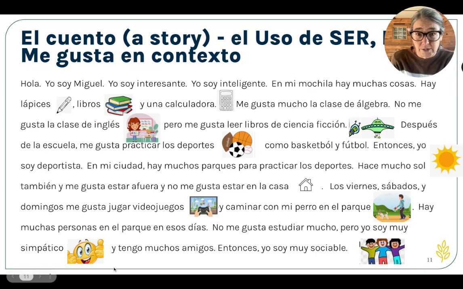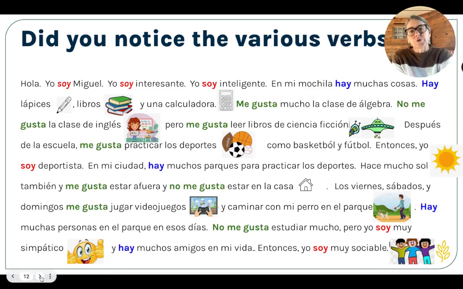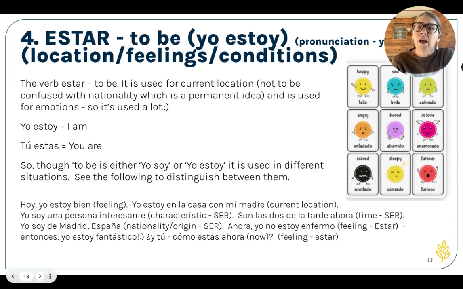So the idea is to notice, did you see the word soy in there? Did you see or notice the word I? Right? Did you see or notice the word me gusta? So here in red are those things highlighted in the verb ser, yo soy, the word I, there are, and me gusta. There's other verbs in here too. Tengo muchos amigos. I changed this one to say I, muchos amigos en mi vida, to emphasize that. So pause the video and notice those things.